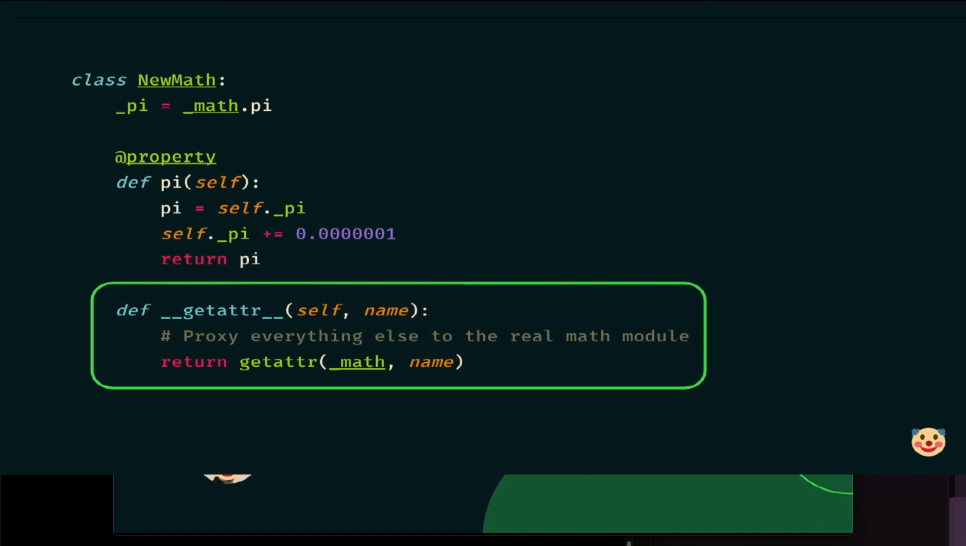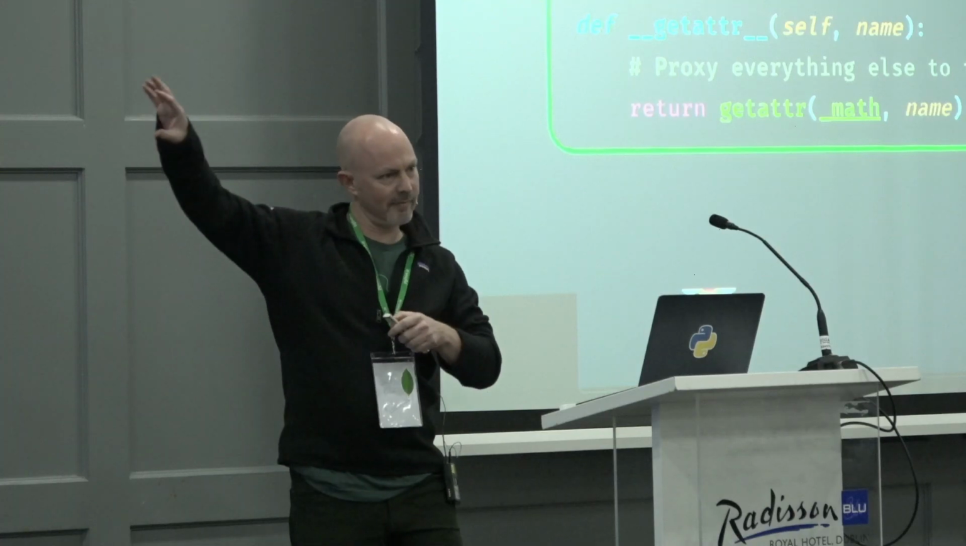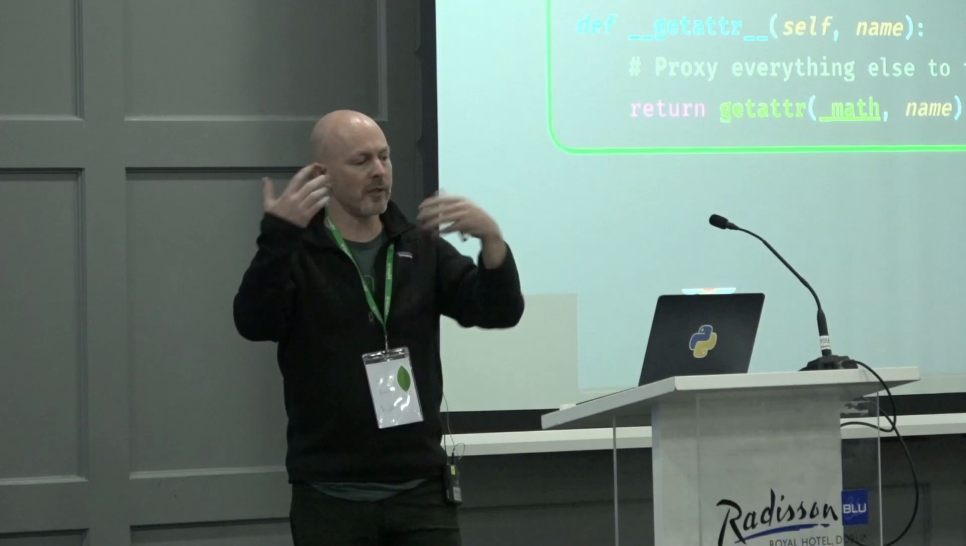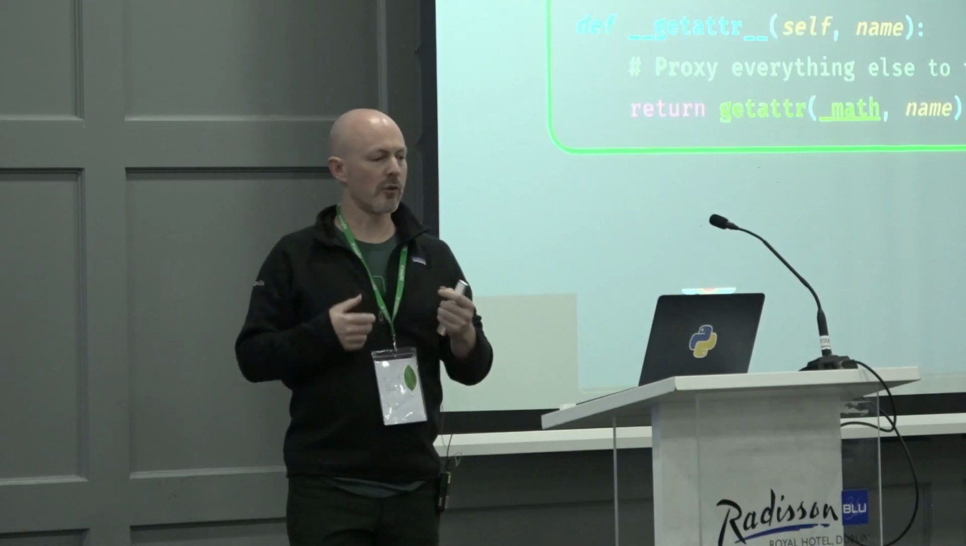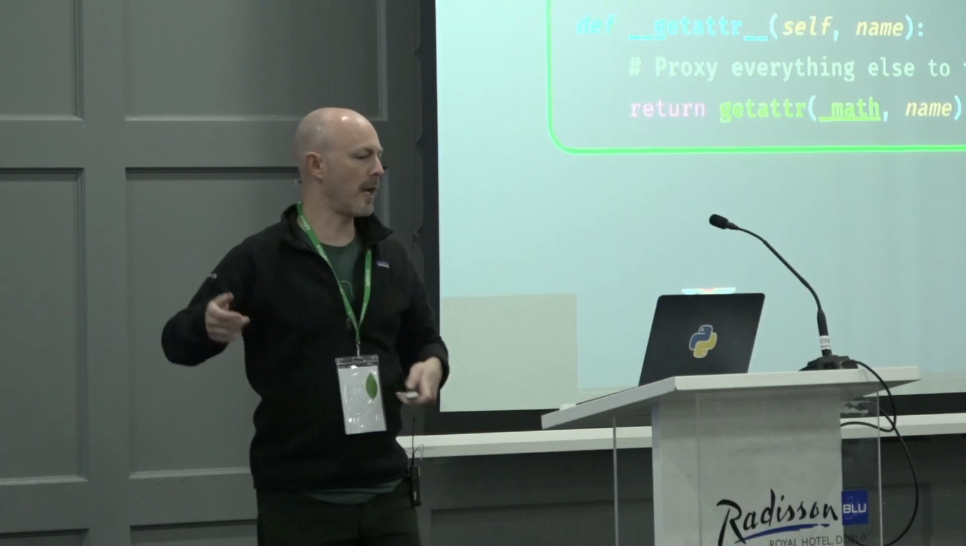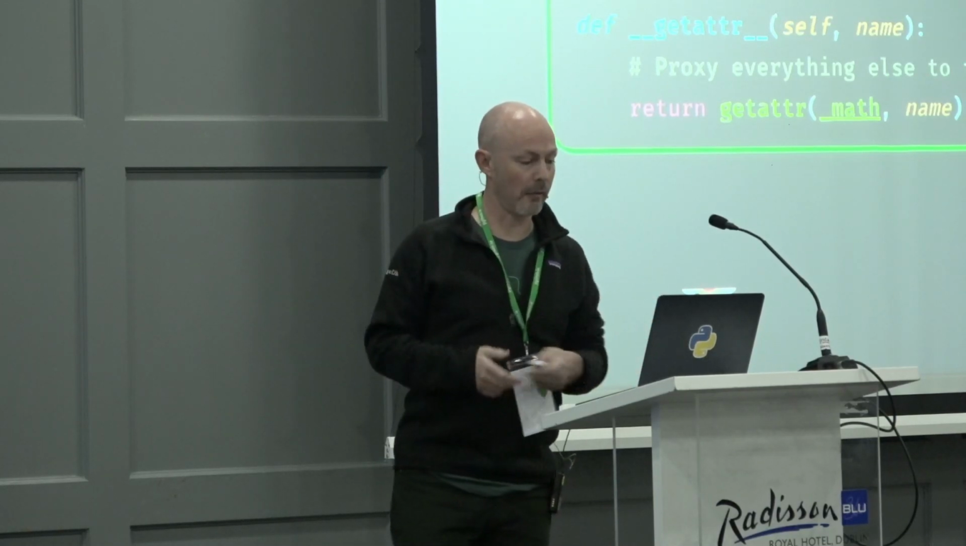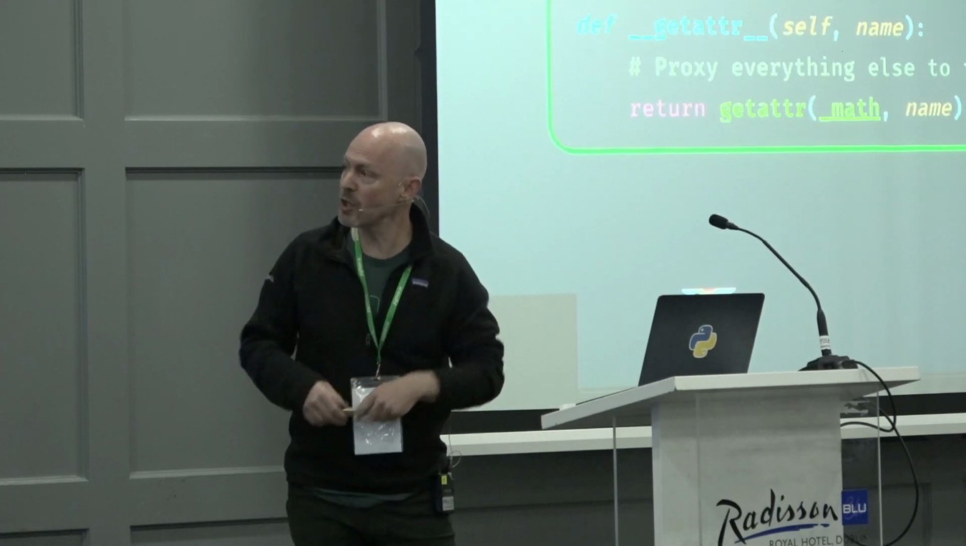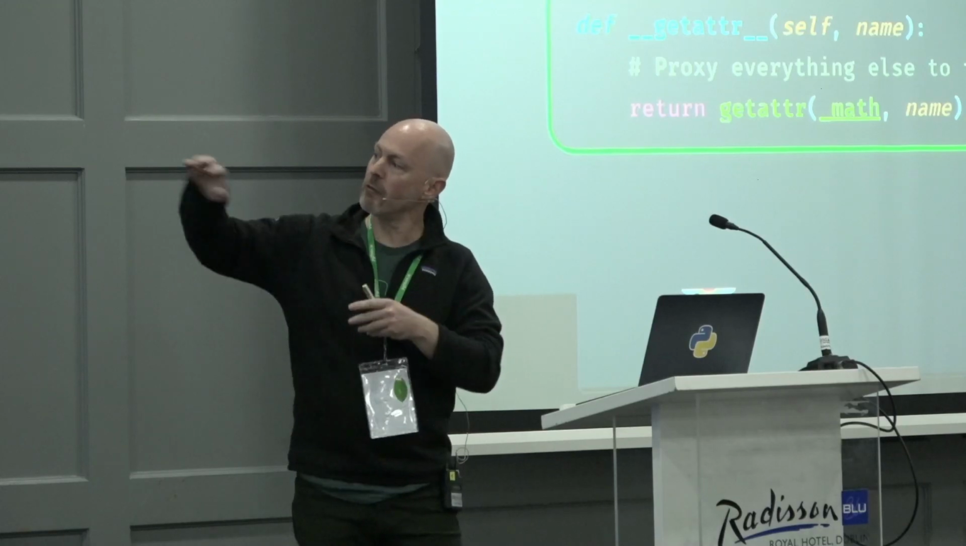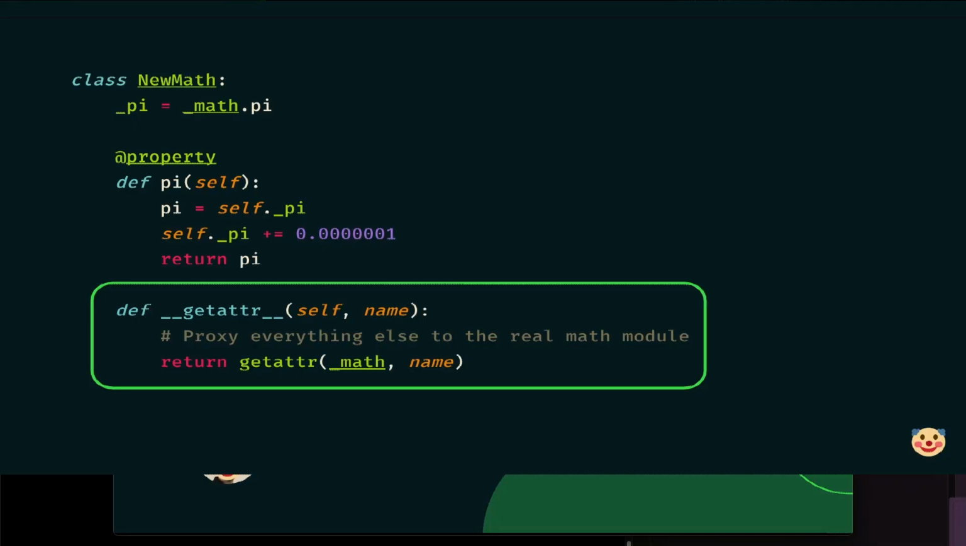So let's go back to my new math class and replace my pi implementation with this dunder getattr. And inside, this is a really difficult thing to say out loud, it is calling the getattr function. So bear in mind, that's not a dunder method. It's another utility within Python that allows you to look up something by name on basically anything that has attributes. So I'm just passing that name through to the original math module and then returning whatever is returned to us.